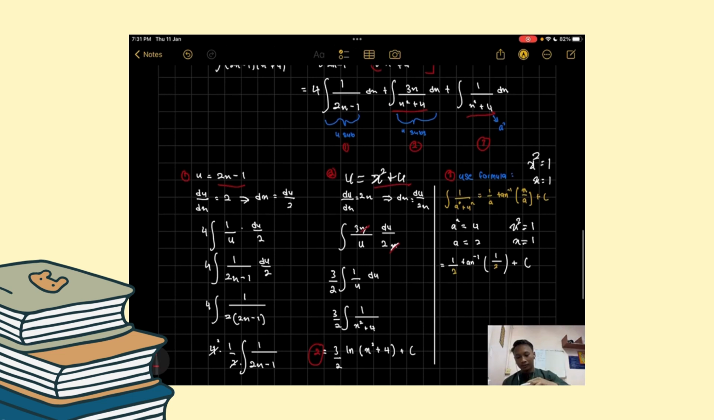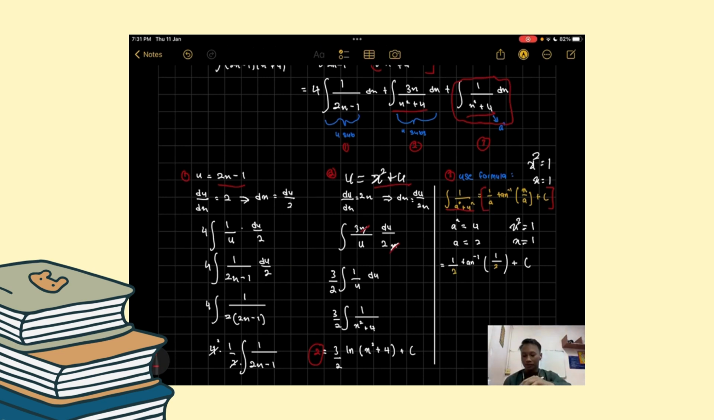And the last one is number 3. For number 3, we use a formula. As we can see here, this looks familiar in this formula: 1 over a squared plus u squared. So if we see the question looks like this term, we need to use 1 over a tan inverse multiplied by x over a plus c.